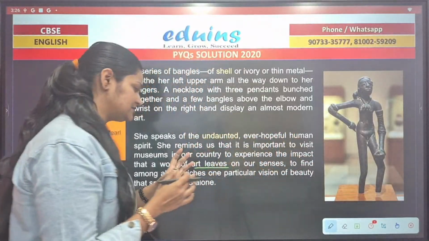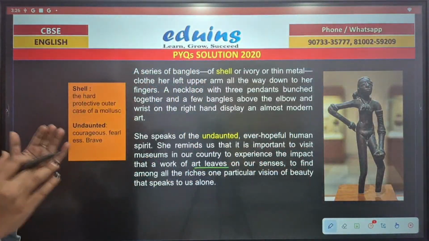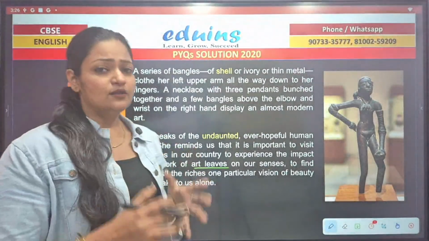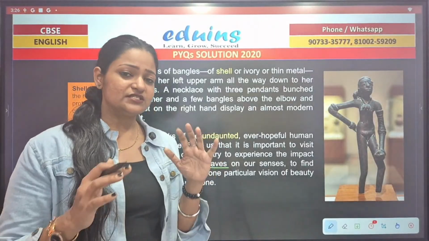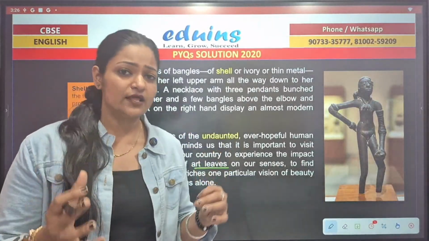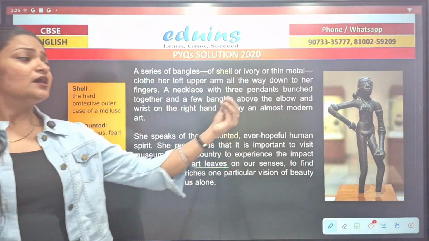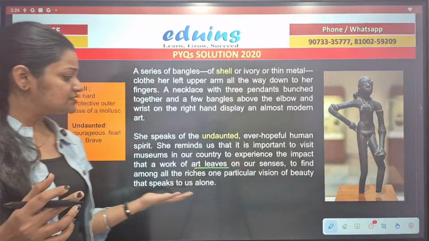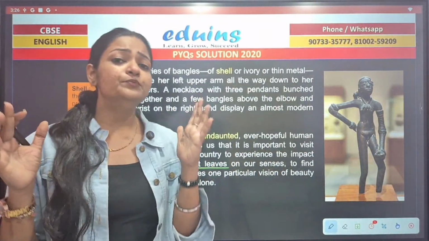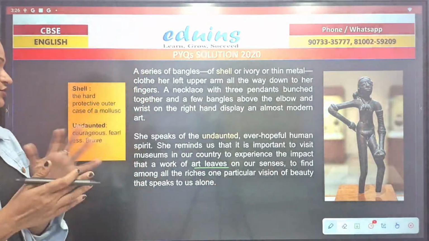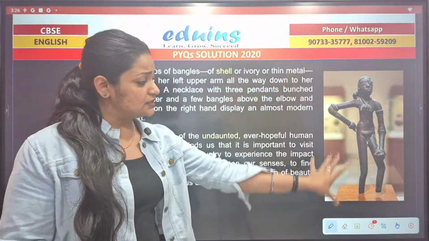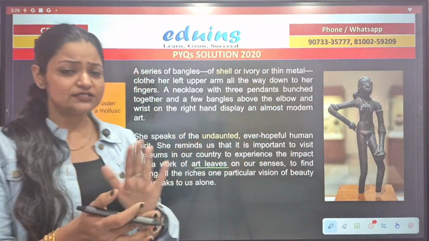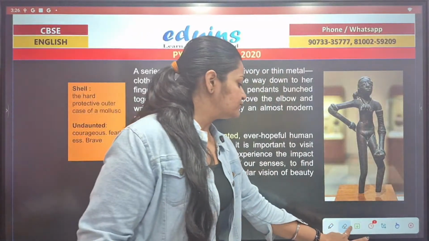Sense means mind, it is saying here, to find among all the riches one particular vision of beauty that speaks to us alone. So this 10 centimeters length of this statue has this great strength, which is coming out from the artwork, and centuries over centuries, it is just giving a vision of beauty. So much to experience, and this one statue is telling us so many things at once. That is the whole thing we have to see, right?